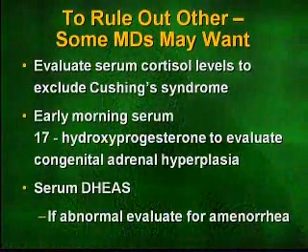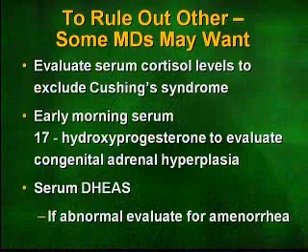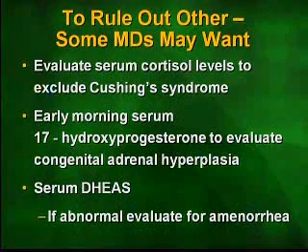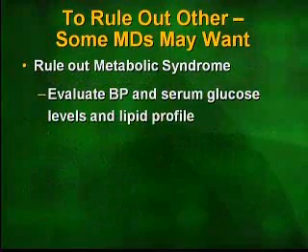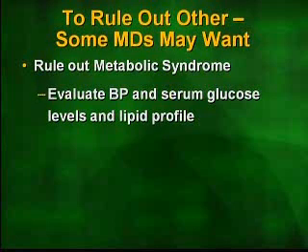Some doctors may want additional lab values to check for those other conditions, and that would be to look at Cushing's syndrome, congenital adrenal hyperplasia, and the tumors that we just mentioned. But one of the things that we are most interested in, especially in family planning, is metabolic syndrome. We want to be able to rule that out. We look at their blood pressure. These patients also need their serum glucose checked, and they need a lipid profile.